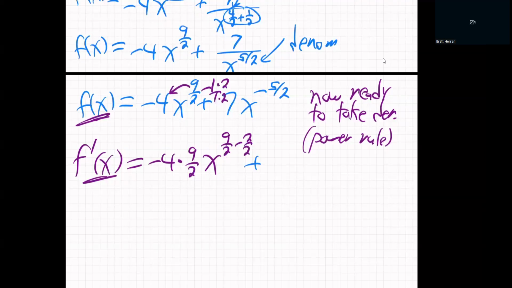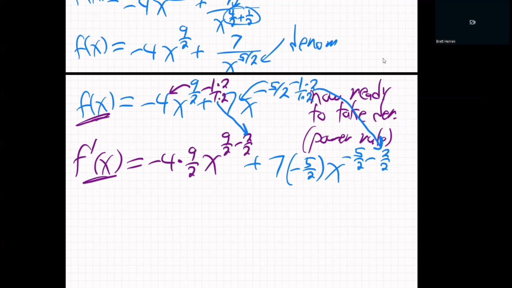Plus 7, and then this is going to come down. Multiply negative 5 halves and subtract 1 from the power. Minus 5 halves minus 2 halves. That's a fancy 1, right? 1 over 1, multiply top and bottom by 2. It's a fancy 2 halves. Like that one's a fancy 2 halves. 2 over 2 is a fancy way of saying 1, right?